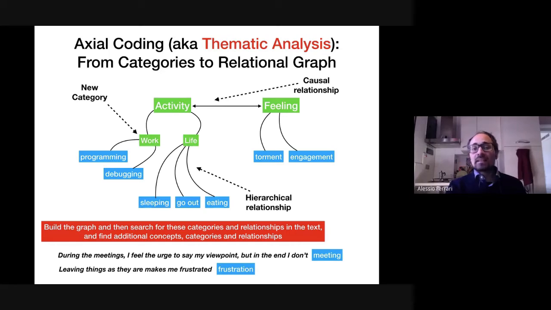And I can see that the activity has some relation with the feeling. There is a causal relation with the feeling, because some activity leads to engagement. Some activity leads to torment.